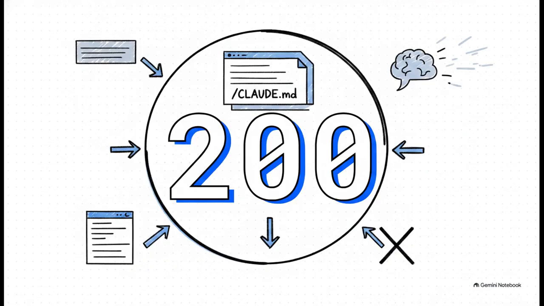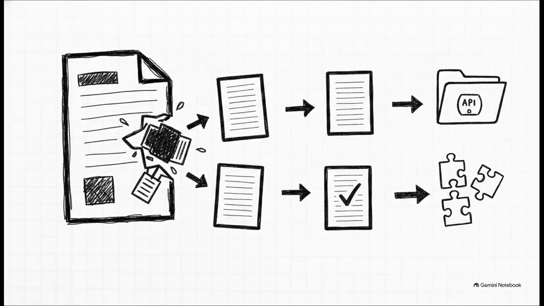Which brings us to a really crucial point, and it's this number right here, 200. You really need to keep your claude.md under 200 lines. Why? Well, if it gets longer than that, it just eats up way too much context. And paradoxically, Claude's instruction adherence will actually start to drop. More instructions do not mean better results if they just dilute the focus. So keep it lean. But you might be wondering, what happens when the project inevitably scales?